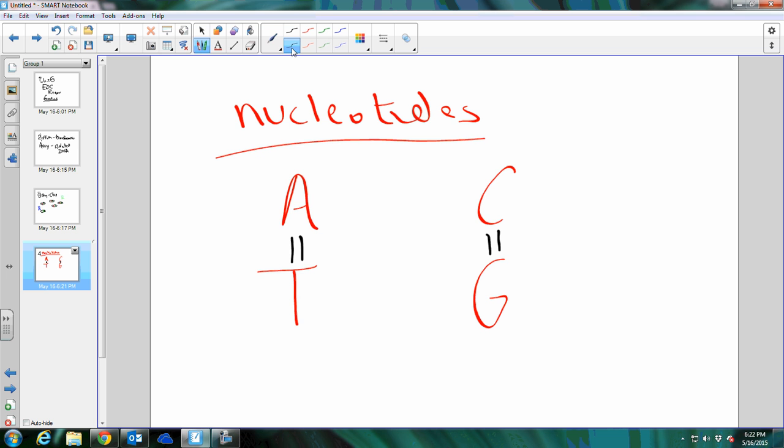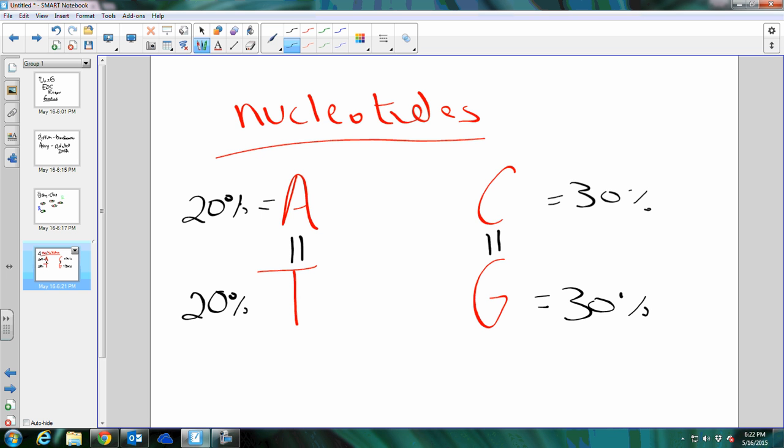So much so that if you knew the percentage of one, you could solve the percentage of all the rest of them. How do you do that? Well, if you know that 20% of the cell's DNA contains adenine, you also know that 20% contains thymine, or 20% of the nitrogenous bases are thymine. Well, that leaves 60% left. Divide that by 2, you've got 30 and 30. So that's one way that you can use Chargaff's rule.